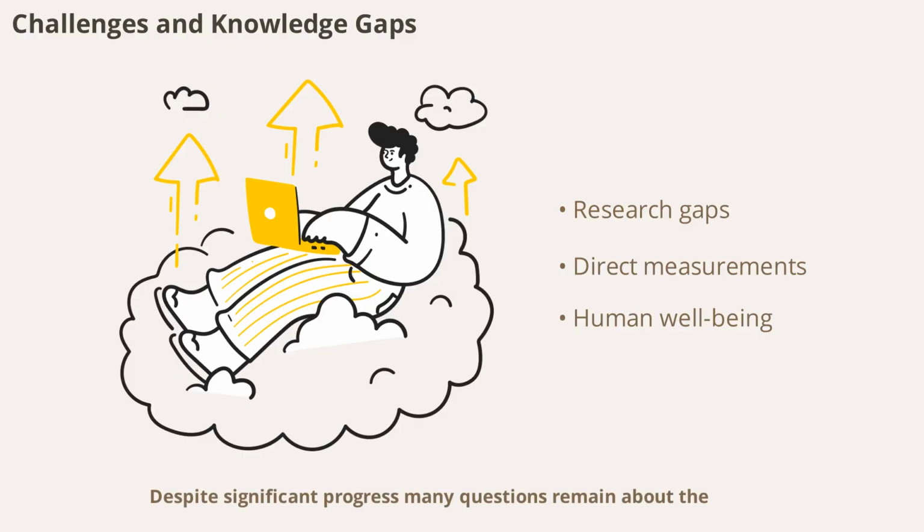Despite significant progress, many questions remain about the links between biodiversity and ecosystem services. More direct measurements, especially at landscape and regional scales, are needed. Understanding how changes in biodiversity affect human well-being is a key research frontier.